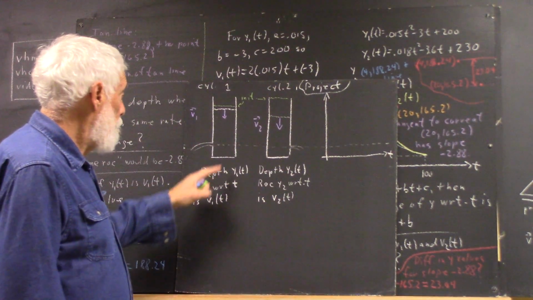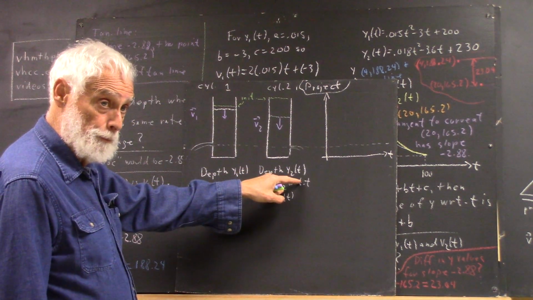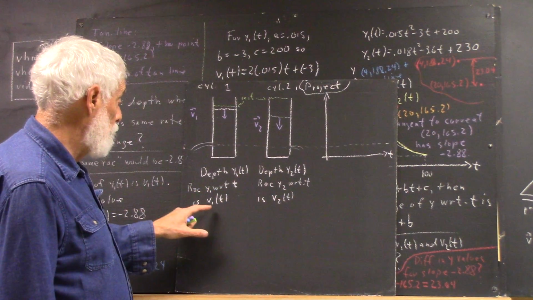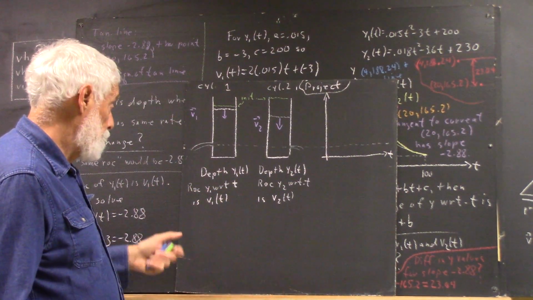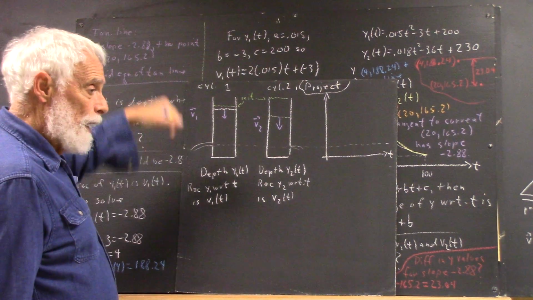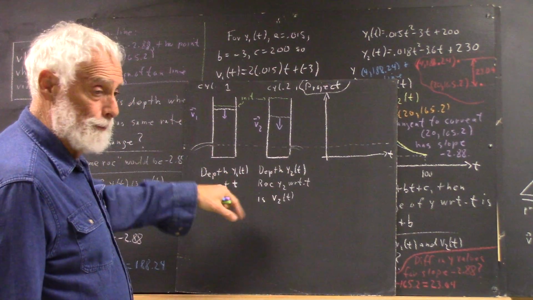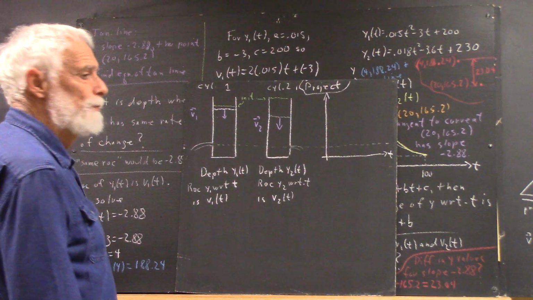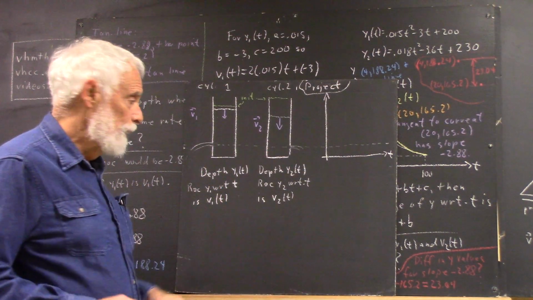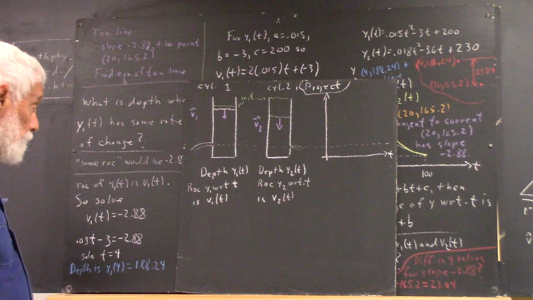So we have a depth function here, y1 of t, and a depth function, y2 of t. And then the rate of change of y1 with respect to time, we're going to call our v1 of t. And as it turns out, the rate of change of a depth with respect to time is how fast you're moving in the downward direction. And same here, it's how fast you're moving. There's a little bit of fuzziness in that statement, but intuitively that's the way it feels, and we'll make it more precise.